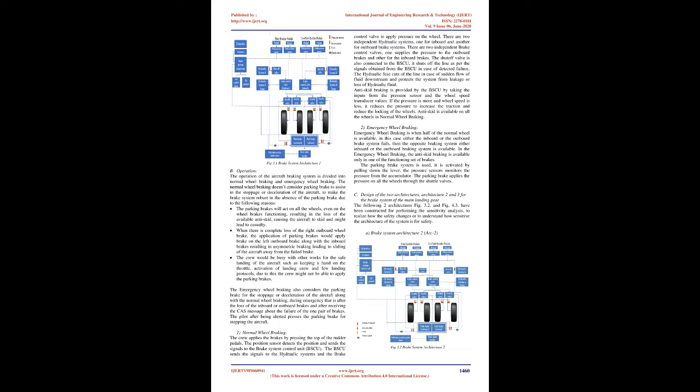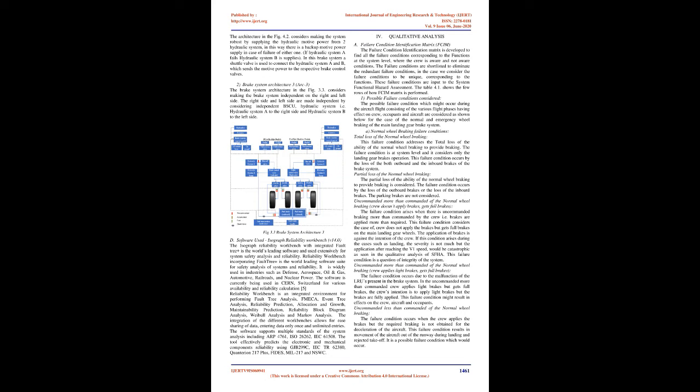Anti-skid braking is provided by the BSCU by taking the inputs from the pressure sensor and the wheel speed transducer values. If the pressure is more and wheel speed is less, it reduces the pressure to increase the traction and reduce the locking of the wheels. Anti-skid is available on all the wheels in normal wheel braking.